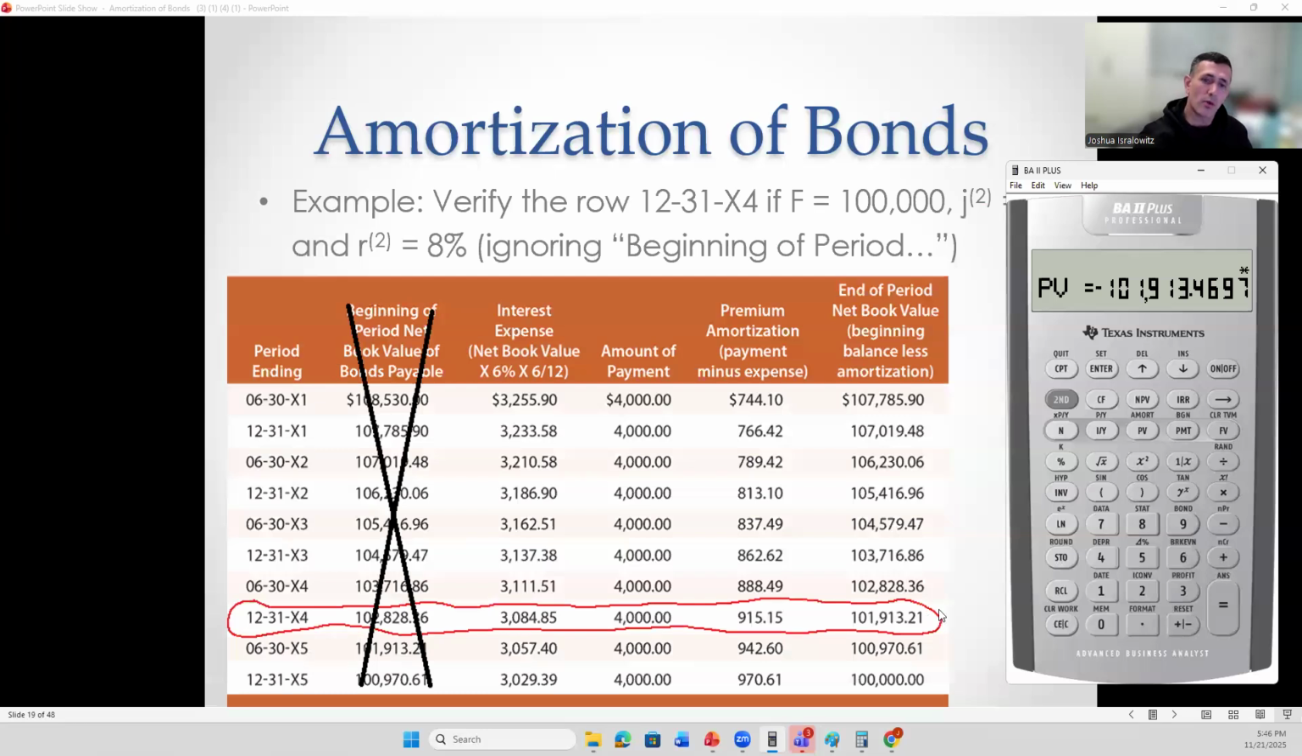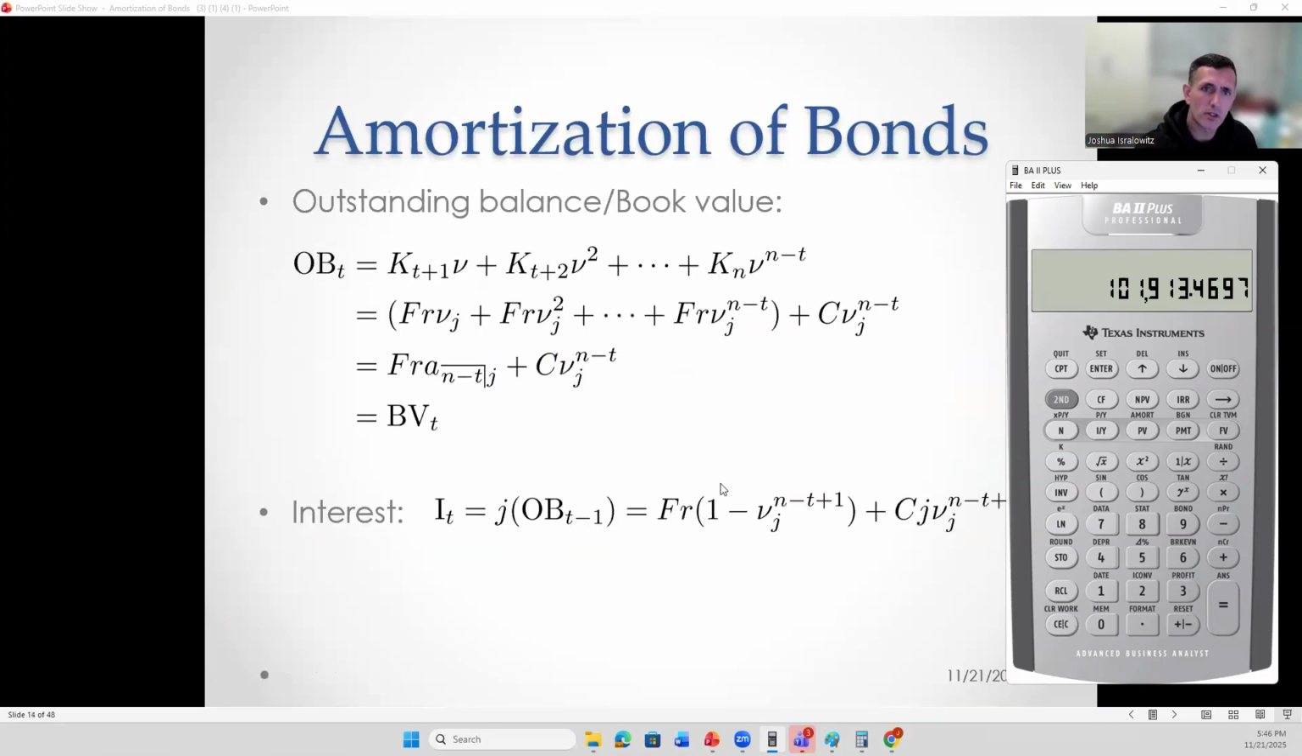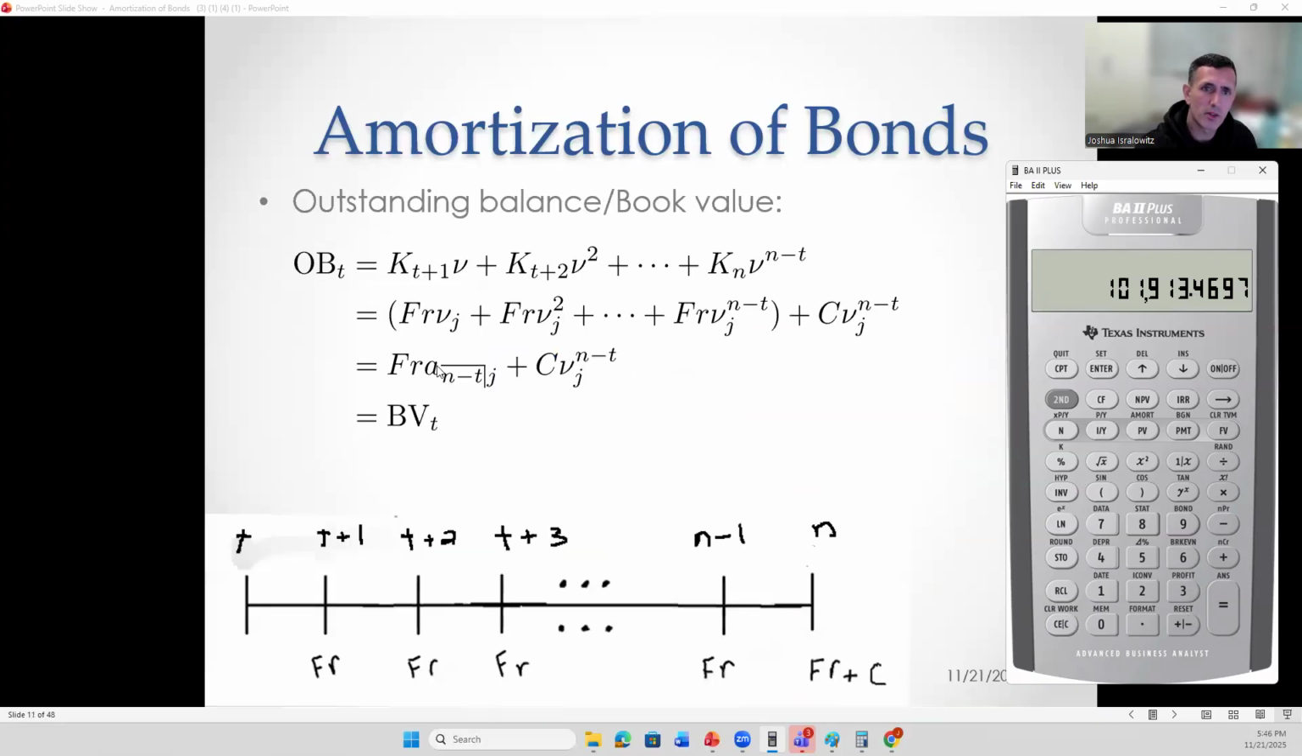They always round things to the nearest penny, and they do things recursively, so their error accumulates. So we're actually more accurate than them. They get 101,913.21. They're off by 26 cents. Pretty close.